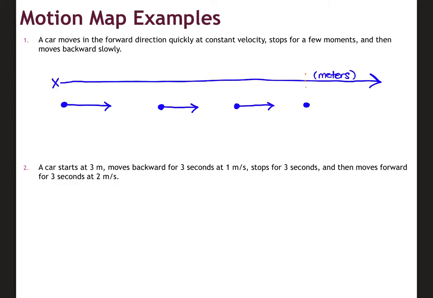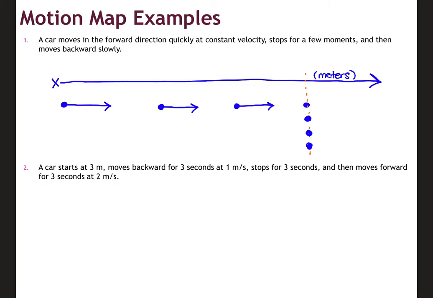So if this is the position where the object is, then that object is going to stay there for a few seconds, however many seconds that is for you. Maybe you drew 2, maybe you drew 3. If an object is not moving, it has 0 velocity, which means there's no arrow, okay? So we don't put any arrows there.